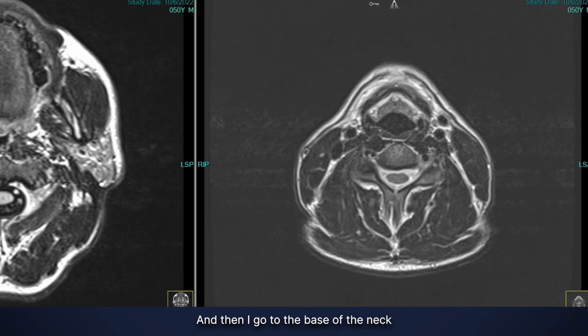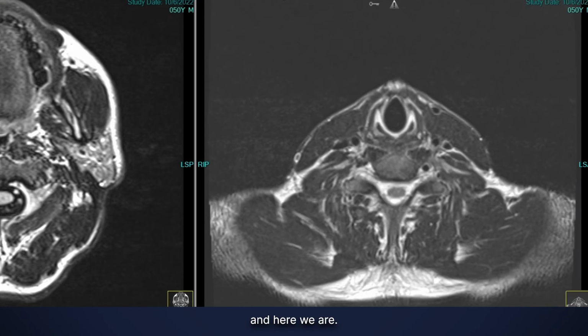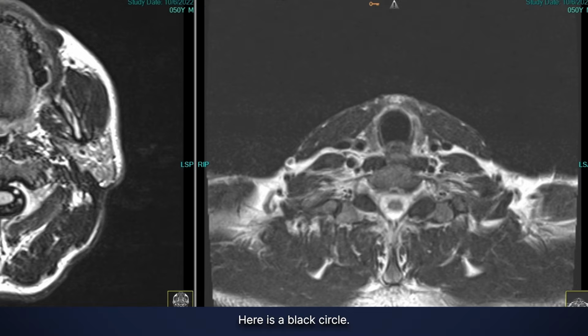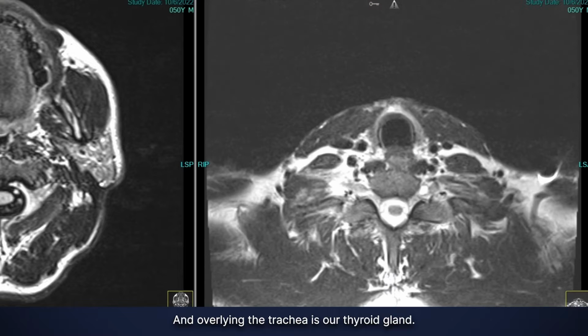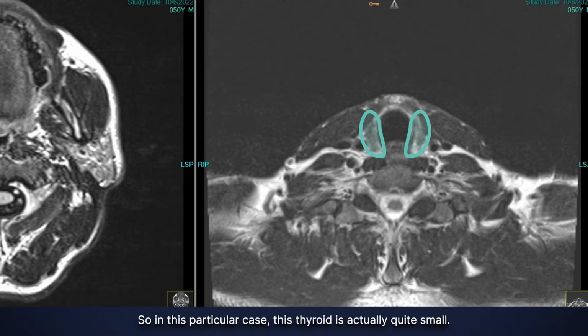And then I go to the base of the neck, and here we are. Here is a black circle. This is the trachea. Again, it's filled with air, so that's normal. And overlying the trachea is our thyroid gland. So in this particular case, this thyroid is actually quite small. So here's the right thyroid lobe, and here's the left thyroid lobe.